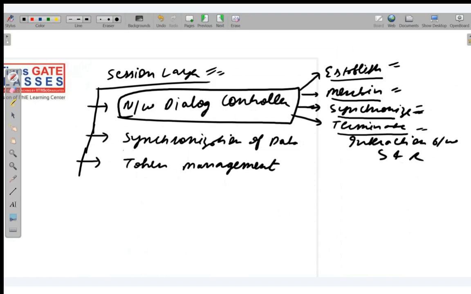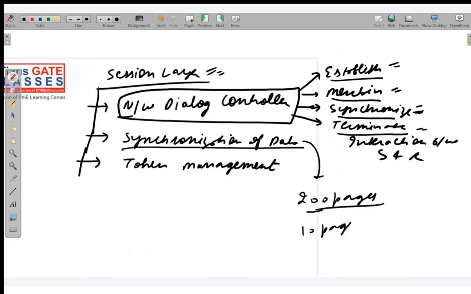Okay, next is synchronization of data. Synchronization of data means, for example, you are sending a very large amount of data, say 200 pages. If some error occurs, you might have to send all the 200 pages again because you do not know where the error was. So better is, after every 10 pages the session layer will send some synchronization bits. They will guarantee that these 10 pages have been received fine. So if some error comes, you have to repeat only those 10 pages. You need not repeat all the 200 pages again and again. That is the basic meaning of synchronization of data.